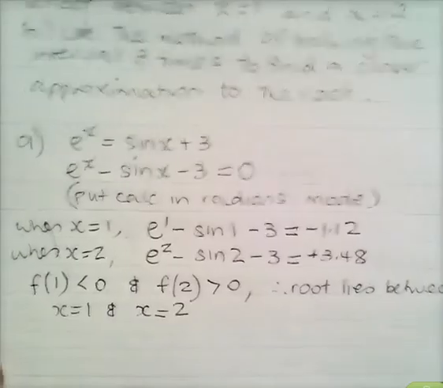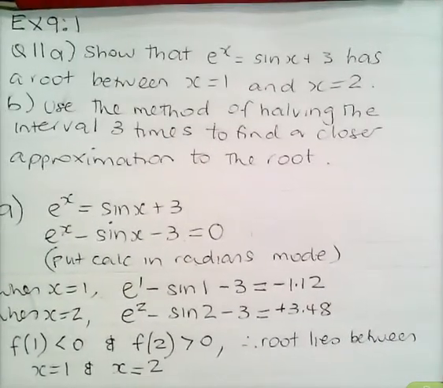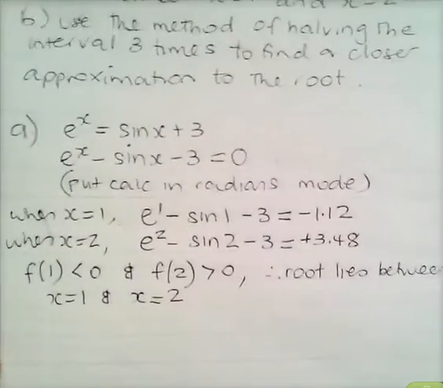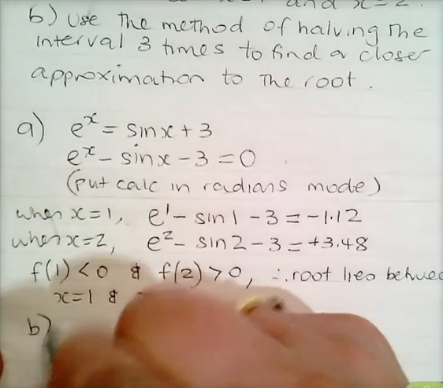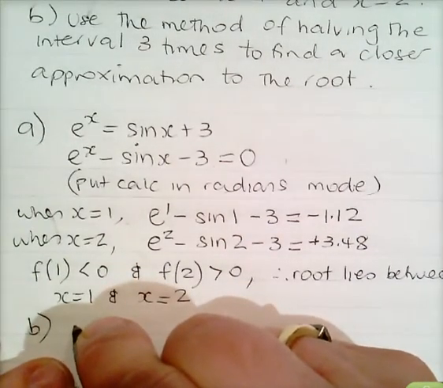So that's part A. Show that e to the x, which is equal to sine x plus 3, has a root between x equals 1 and x equals 2. Part B says to use the method of halving the interval 3 times to find a closer approximation to the root. So let's halve the interval once. So we'll do function of 1.5.